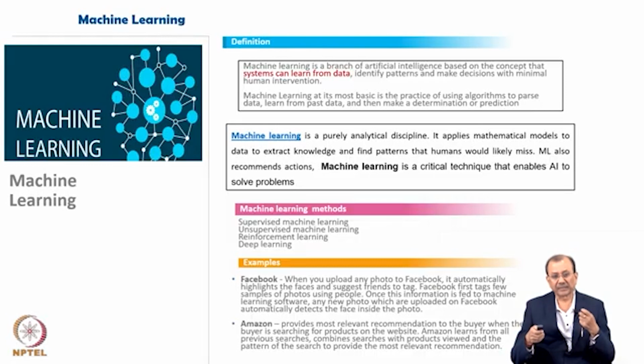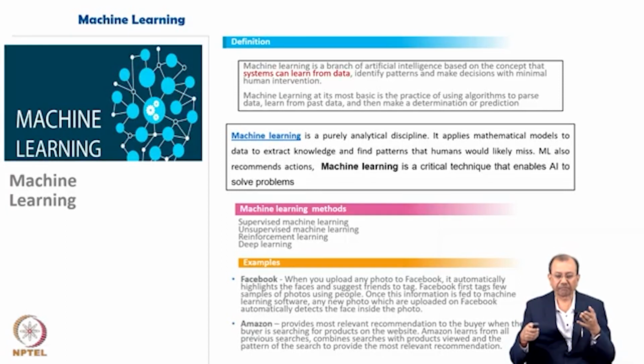Machine learning. Machine learning, as I said, is a statistical tool, and it is a part of artificial intelligence. It's a branch of artificial intelligence based on the concept that a system can learn. See, as we said, we are living in a data world, and data should be used for learning the facts. So how does machine learning function? It learns from the data, identifies the pattern, and makes decisions with minimal human intervention.